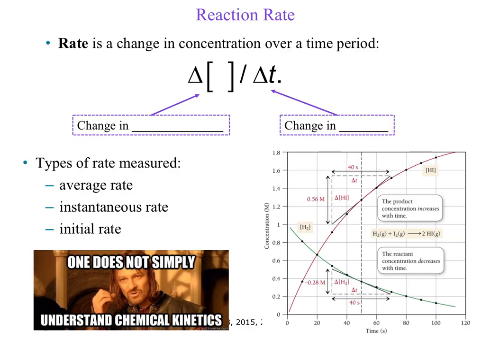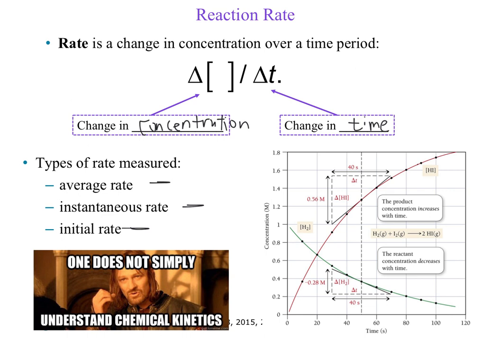Getting into the actual math, rate is a change in concentration over a given time. So we have the change in concentration, usually in molarity, divided by the change in time, often in seconds, but it doesn't matter. Types of rate that are measured are the average rate, where we're just taking the difference between two different points; the instantaneous rate, which uses a tangent line of a slope; or the initial rate, which is the instantaneous rate at time 0.